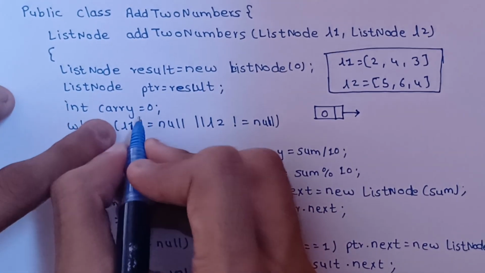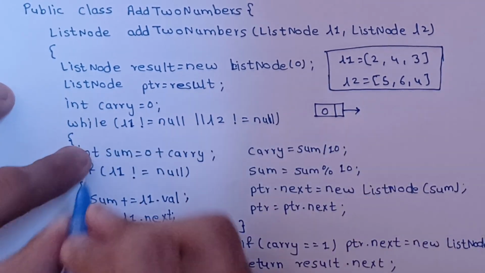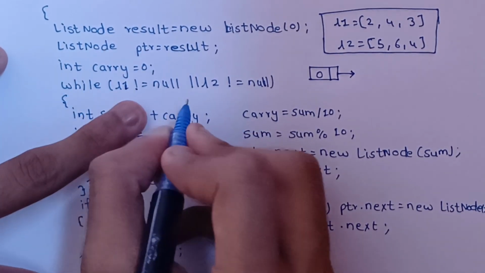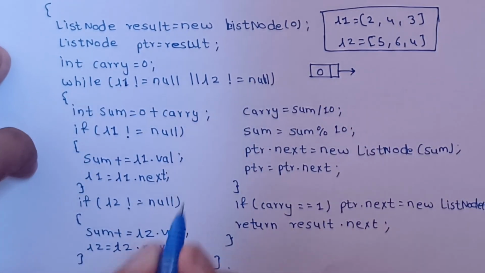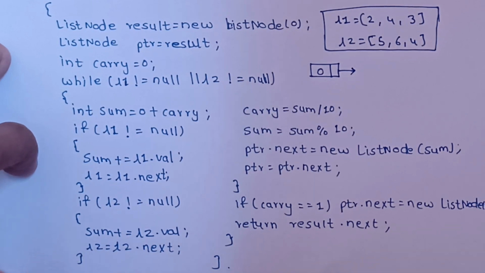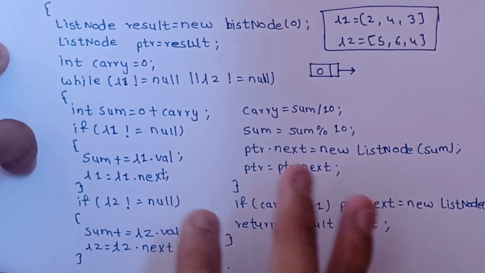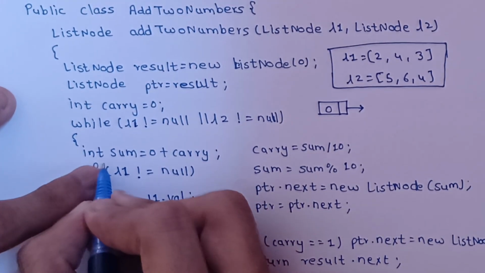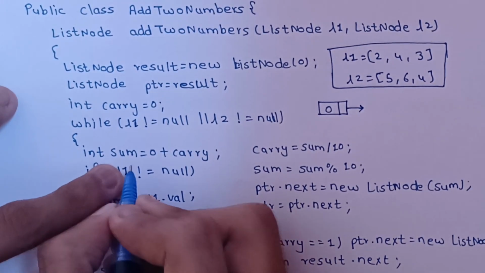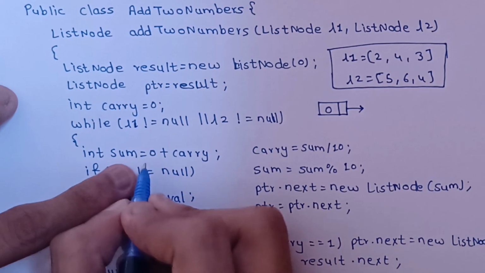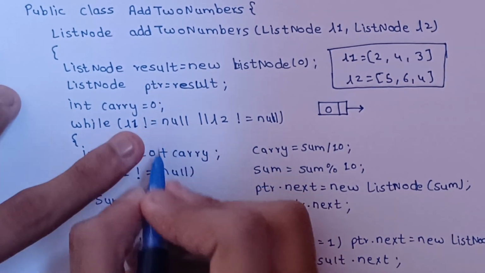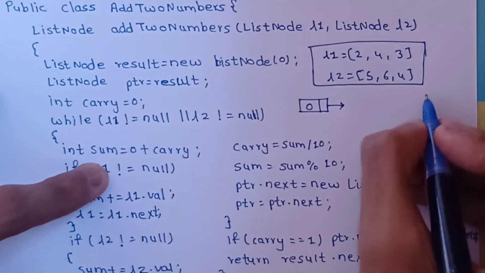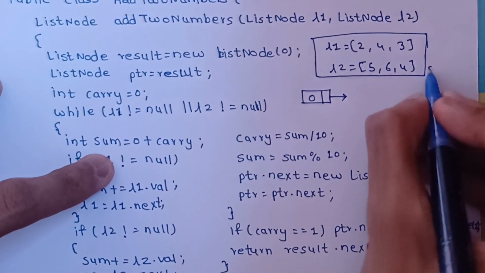Now we have created carry as 0. At starting, carry is 0, and we will run the while loop. In the while loop, list1 should be not equal to null, or list2 should be not equal to null. If both are null, then the while loop will break down. In the while loop, we have to initialize one new sum. Sum is equal to 0 plus carry. At starting, carry is 0 and sum is also 0, so sum is equal to 0. I will write here carry and here sum.